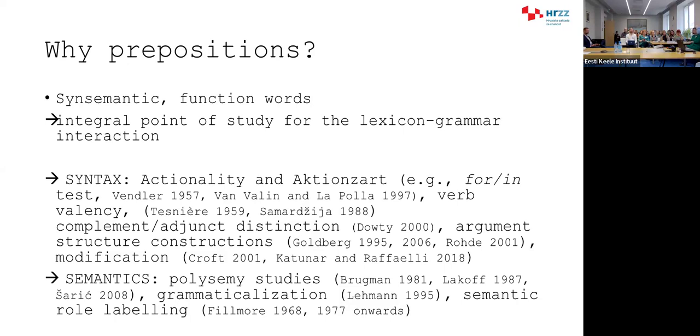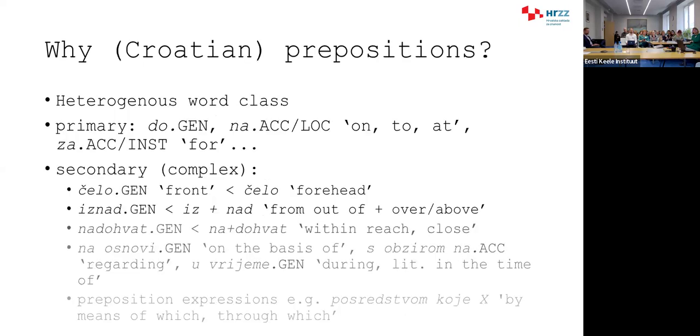You get a lot of syntax distributed, a lot of information that's important for the language system in general. On the semantic side, they have been a staple of cognitive linguistic polysemy studies for a long time now, since Claudia Brugman's 1981 seminal study of the preposition over as a polysemy network in English. Grammaticalization is tied to prepositions: how do we get them in languages? And finally, semantic role labeling is intricately tied to prepositional phrases in languages of the world. Now, why Croatian prepositions?